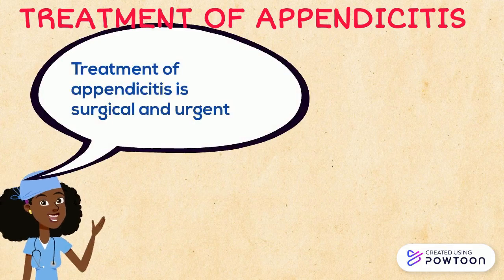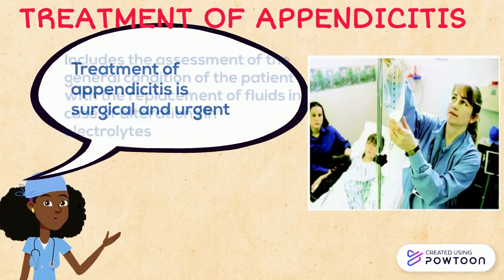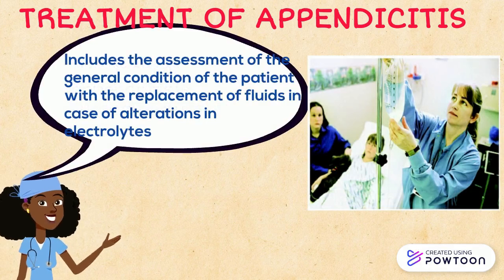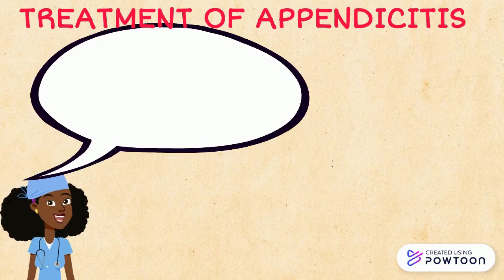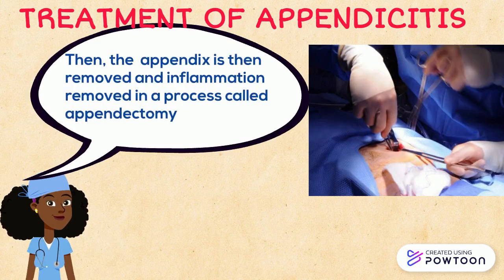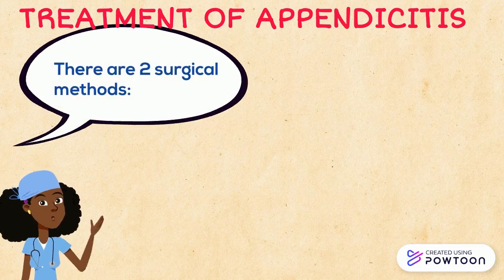Treatment of appendicitis is surgical and urgent. It includes the assessment of the general condition of the patient, with replacement of fluids in case of alterations in electrolytes. The appendix is then removed and the inflammation eliminated in a process called appendicectomy. There are two surgical methods.